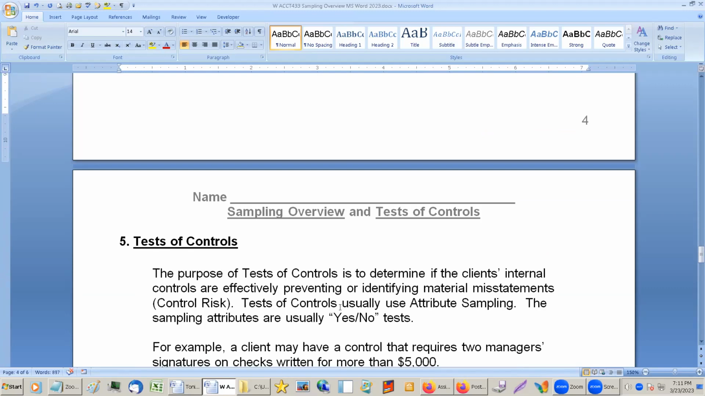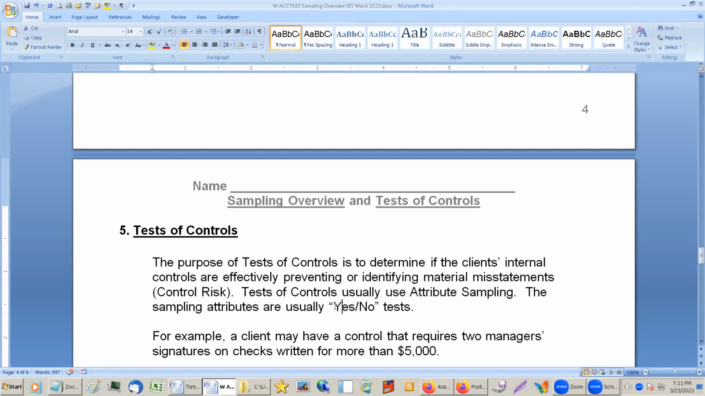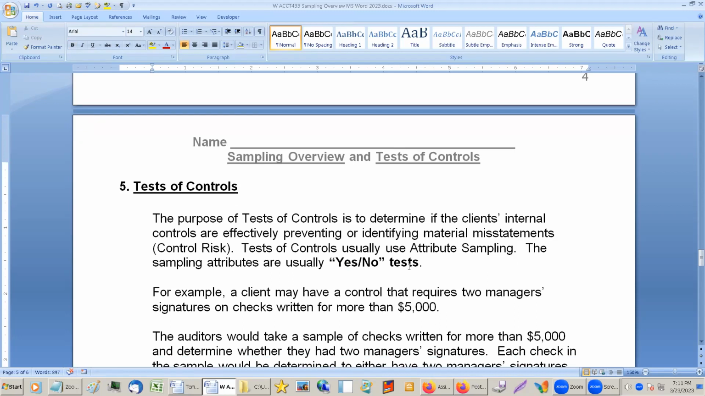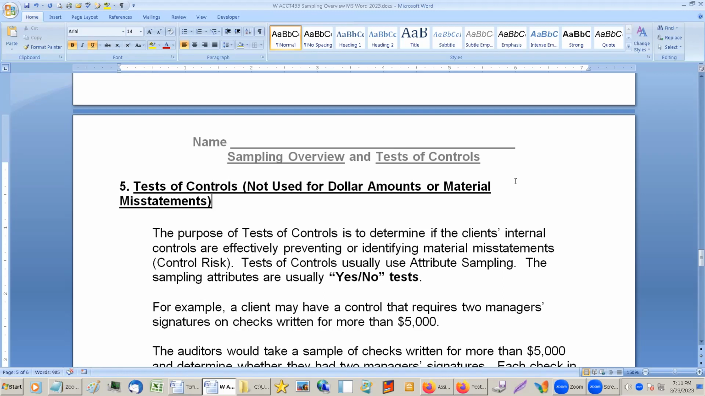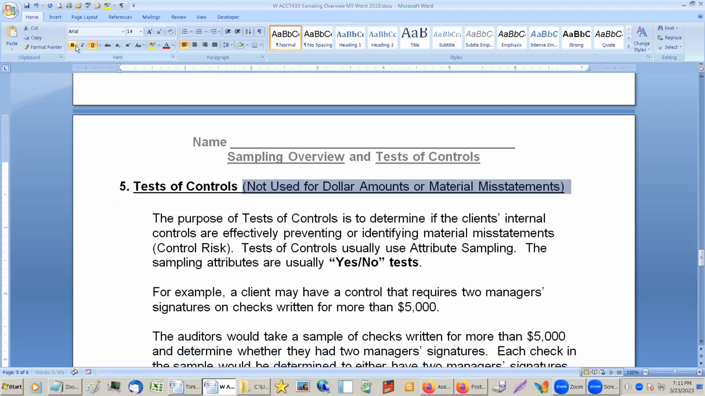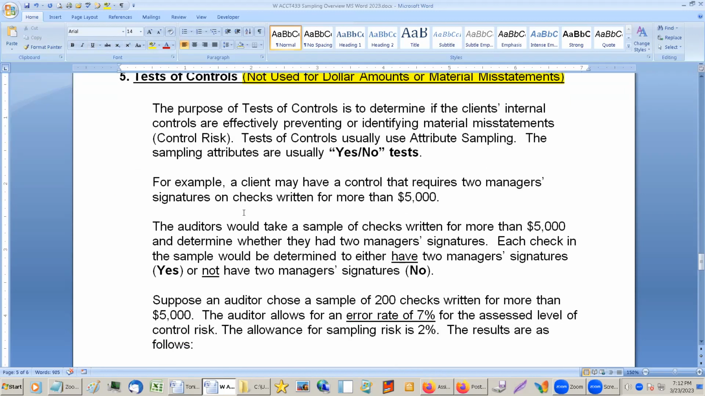Okay, test controls. We talked a little bit about these earlier. These are yes/no tests. And these are not for dollar amounts usually. Okay, so these are not used for dollar amounts or material misstatements. That's the controls; all you're trying to do is figure out if you can rely on the controls or not.